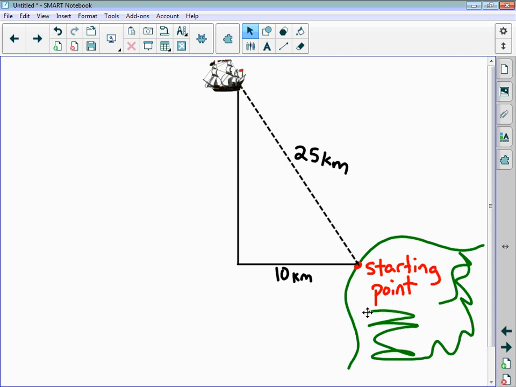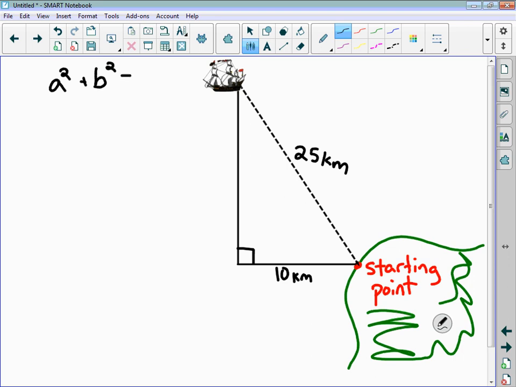So really what we're looking at here is a right-angled triangle. This would be a 90-degree angle right here. And so we can use the Pythagorean theorem to solve for this missing point. Now the Pythagorean theorem is a squared plus b squared is equal to c squared. So we're going to figure out what numbers are which, and then we're just going to plug them in.